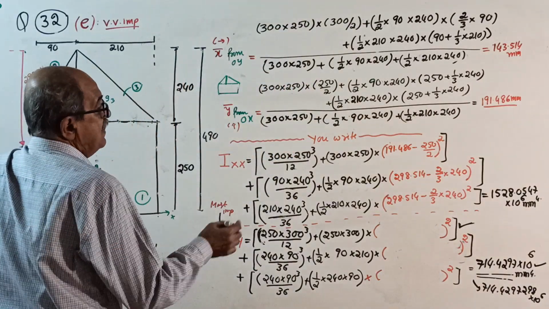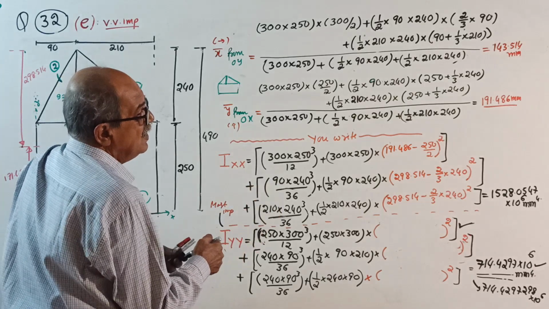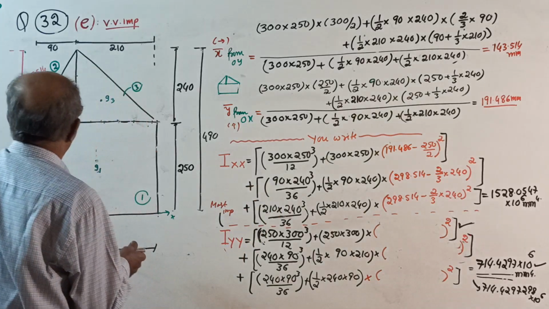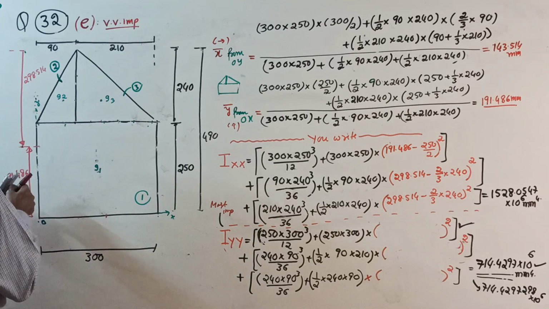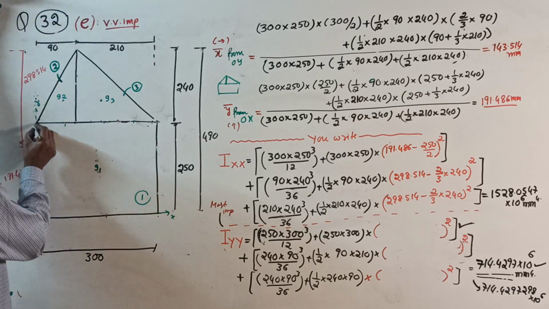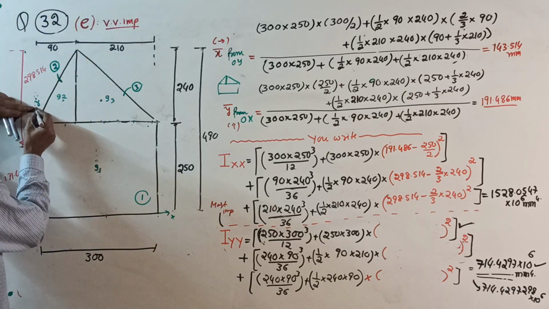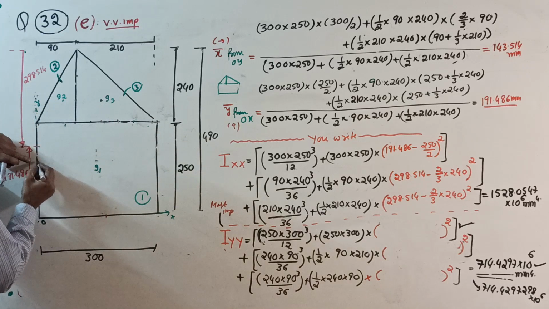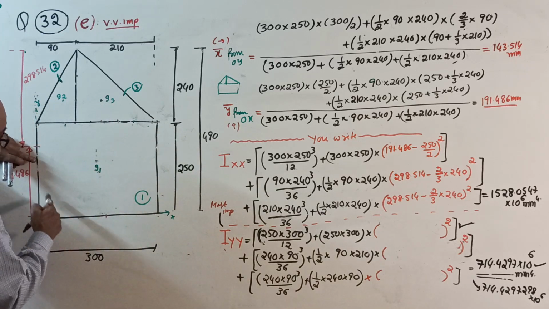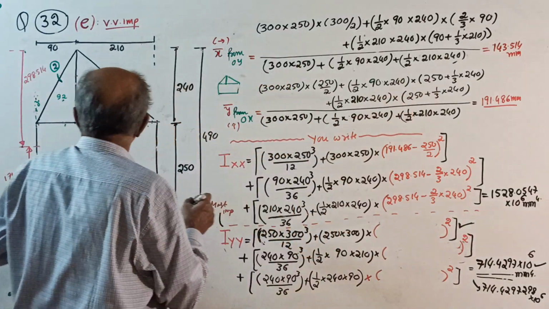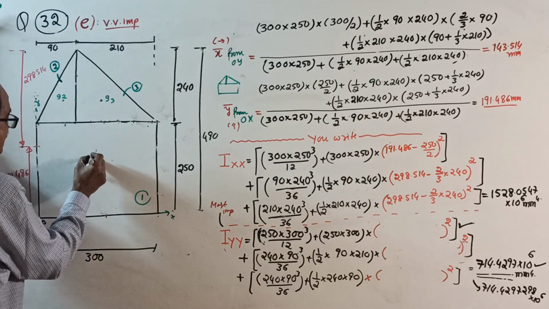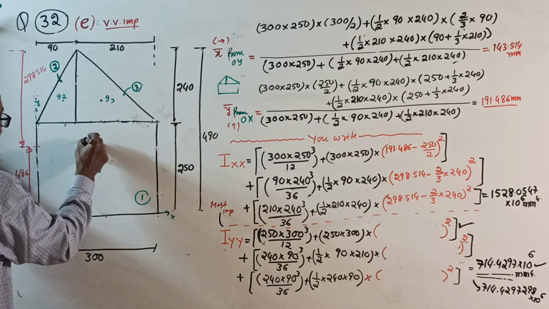So see, x bar we got how much? 143.514. See here now. 143.514 means, from here to here is 90. From here to centroid is 150. We got 143, so it is a little on this side, somewhere here.